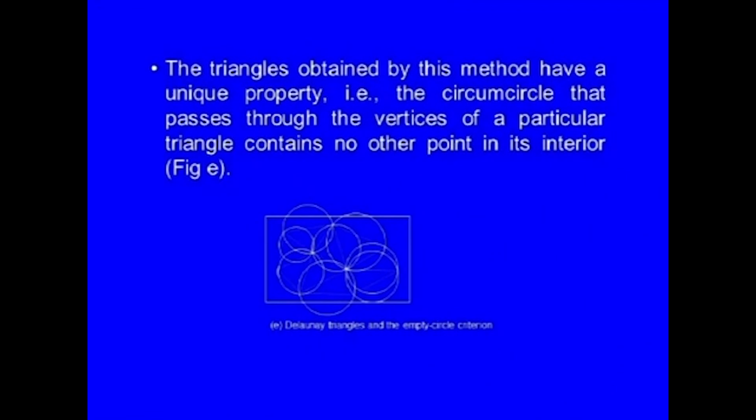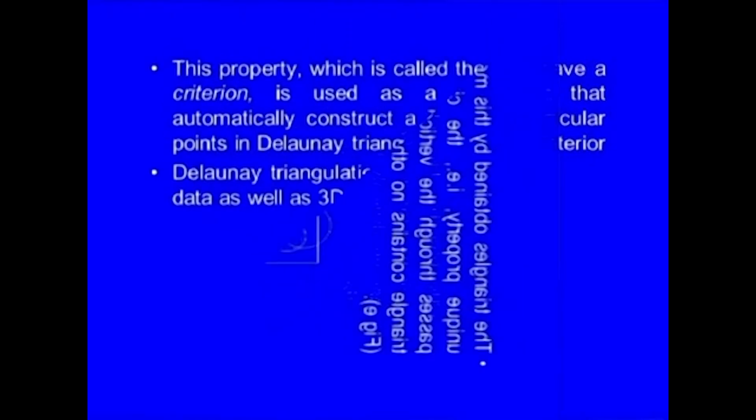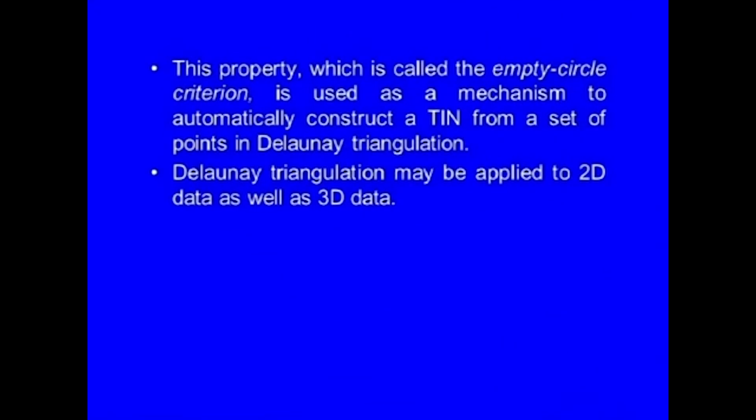The triangles obtained by this method have a unique property, that is, the circumcircle that passes through the vertices of a particular triangle contains no other points in its interior, as can be seen in figure E. This property, called the empty circle criterion, is used as a mechanism to automatically construct a TIN from a set of points in Delaunay triangulation. Delaunay's triangulation may be applied to 2D data as well as 3D data.